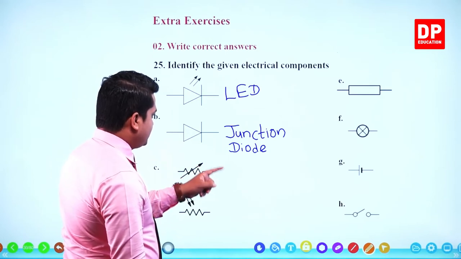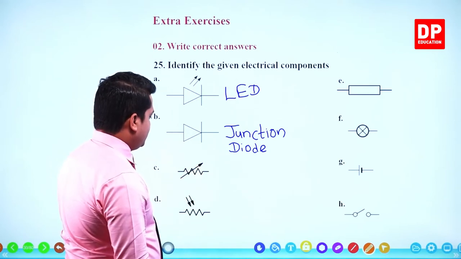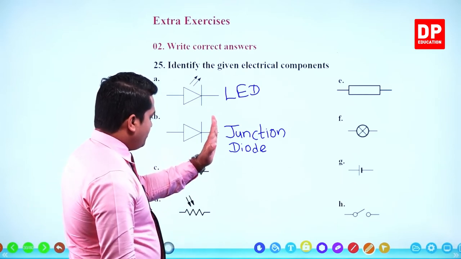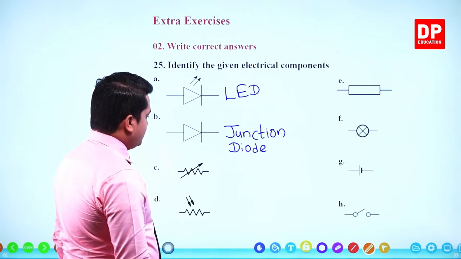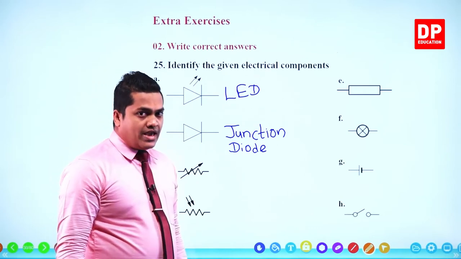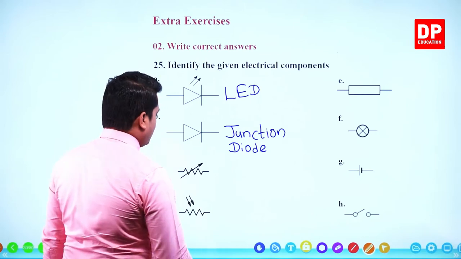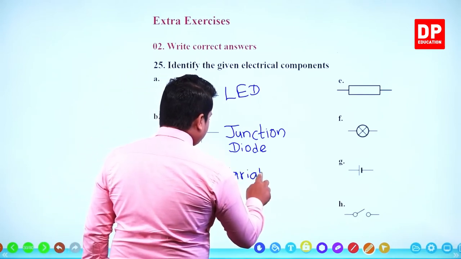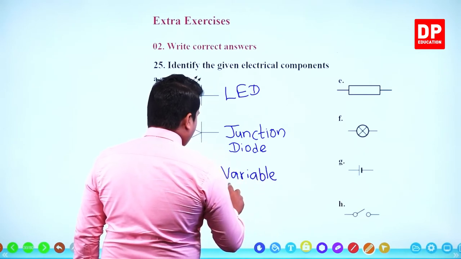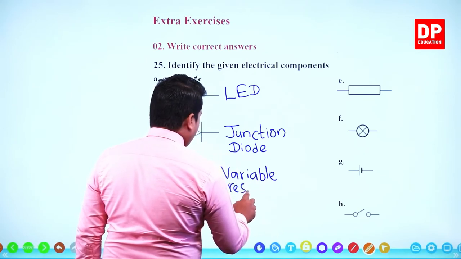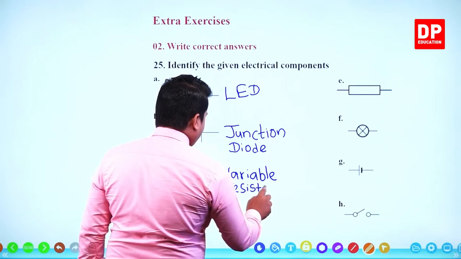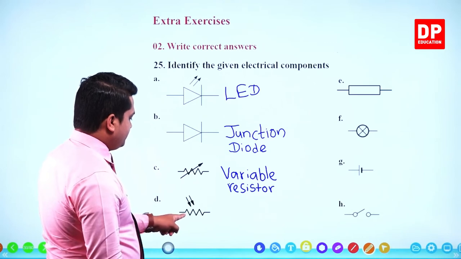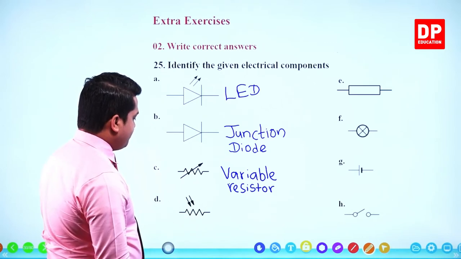Then you know that symbol. This symbol is the symbol of a resistor, right? And there is an arrow across the resistor symbol, so it indicates the variable resistor. Variable resistor.